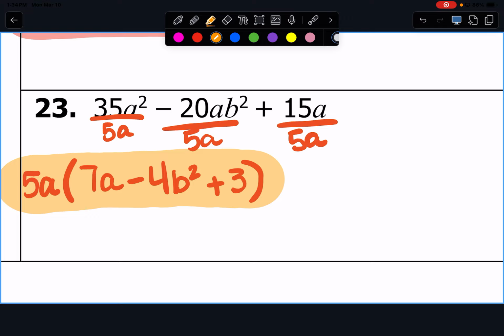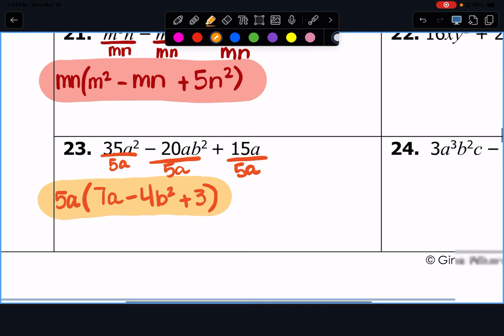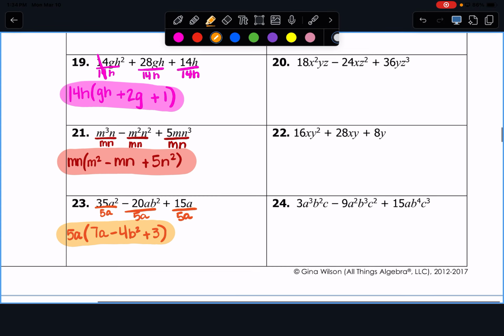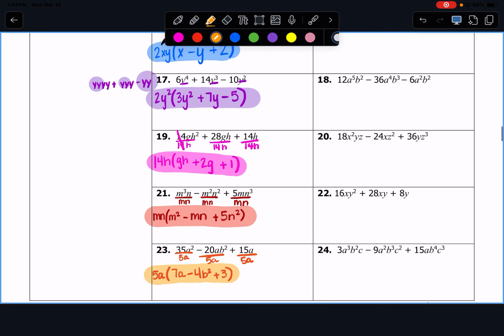Okay, that is how we factor by GCFs. So what we're going to do is spend the rest of class doing all of the even problems. On just this page or every page? Just this page. Yes. Go ahead.